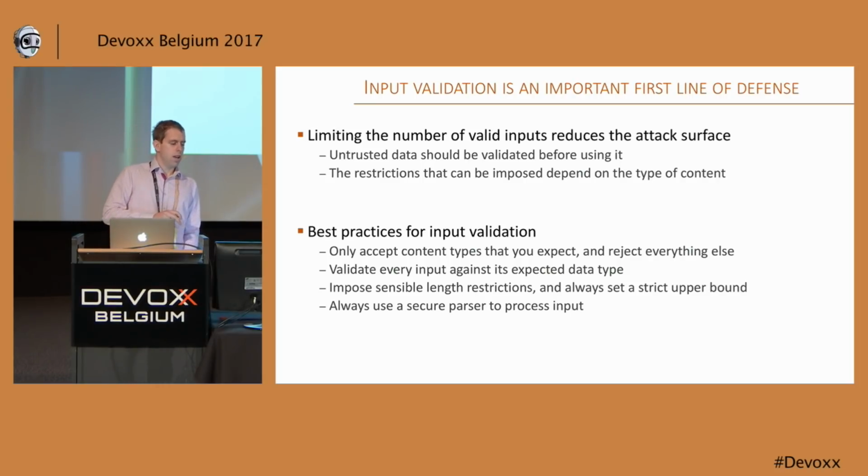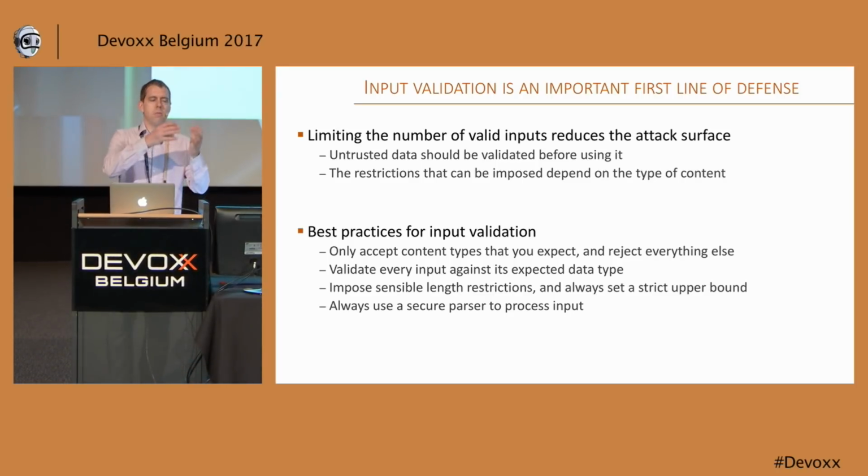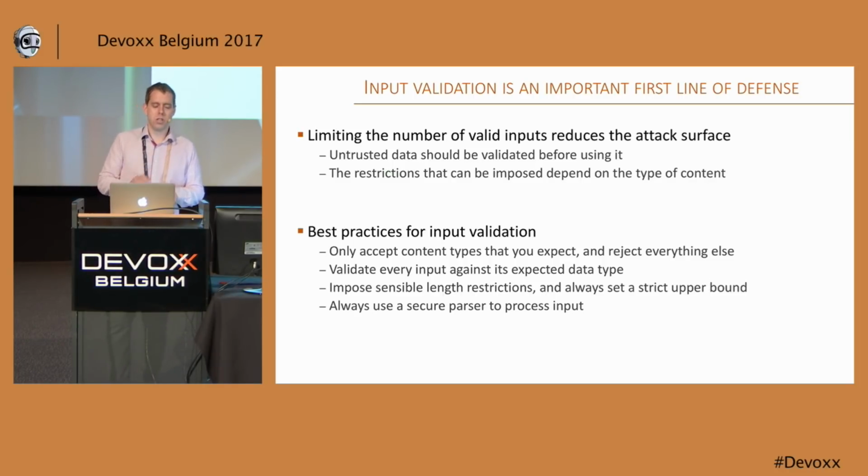That's the last one. What you should be doing is you should only accept content types that you expect. I mentioned this with accepting form data. Well, if you're a JSON API, you shouldn't be accepting anything that is not application/JSON. Just reject it. Validate data against their types.